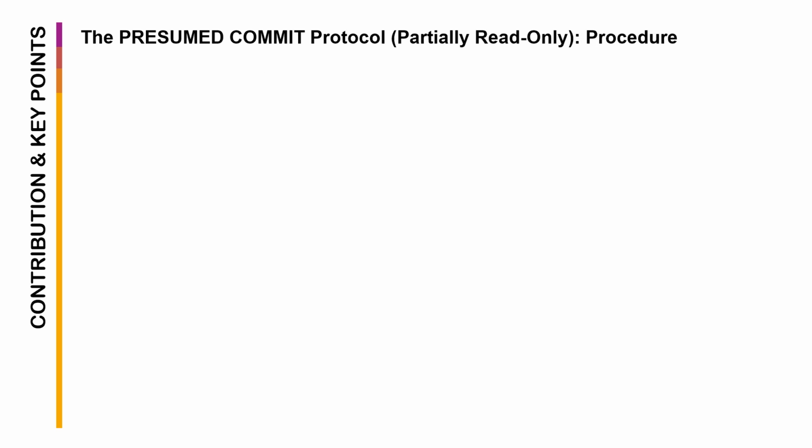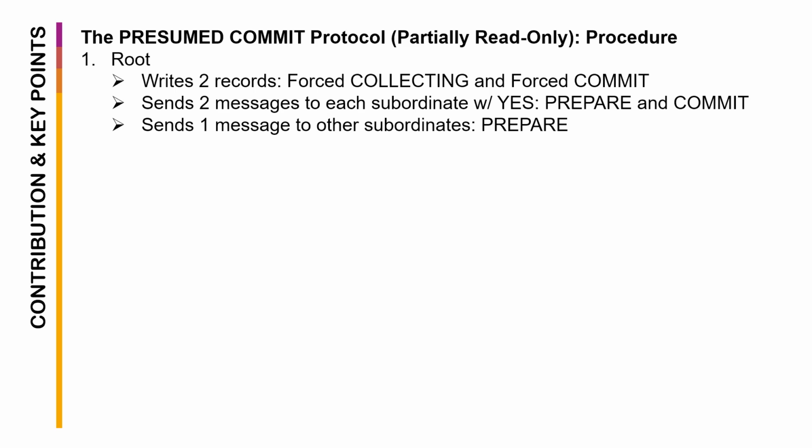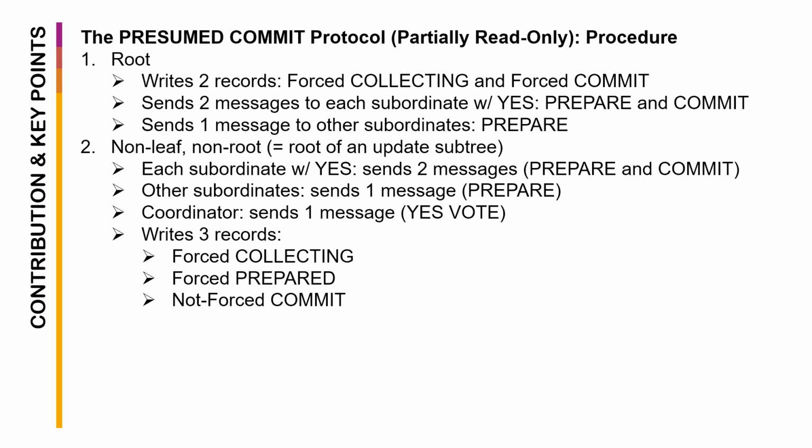For partially read-only transactions, the root process writes two records, a forced collecting and a forced commit, and sends two messages, which are prepare and commit, to each subordinate that sent a yes vote, and one message, which is prepare, to each one of the other subordinates. Each one of the non-leaf, non-root processes that is the root of an update subtree sends two messages, which are prepare and commit, to each subordinate that sends a yes vote, one message, which is prepare, to each one of the other subordinates, and one message, which is a yes vote, to its coordinator. It writes three records, which are forced collecting, forced prepared, and not forced commit.